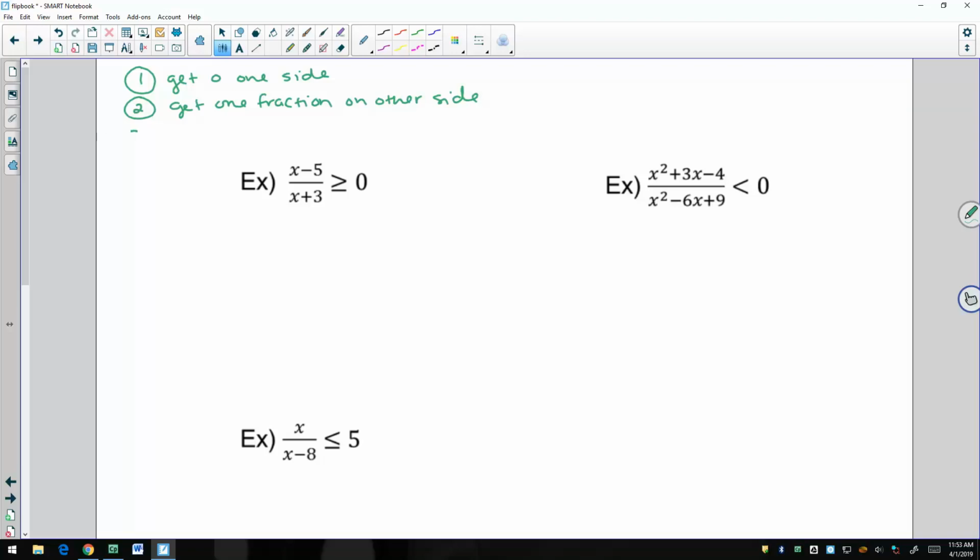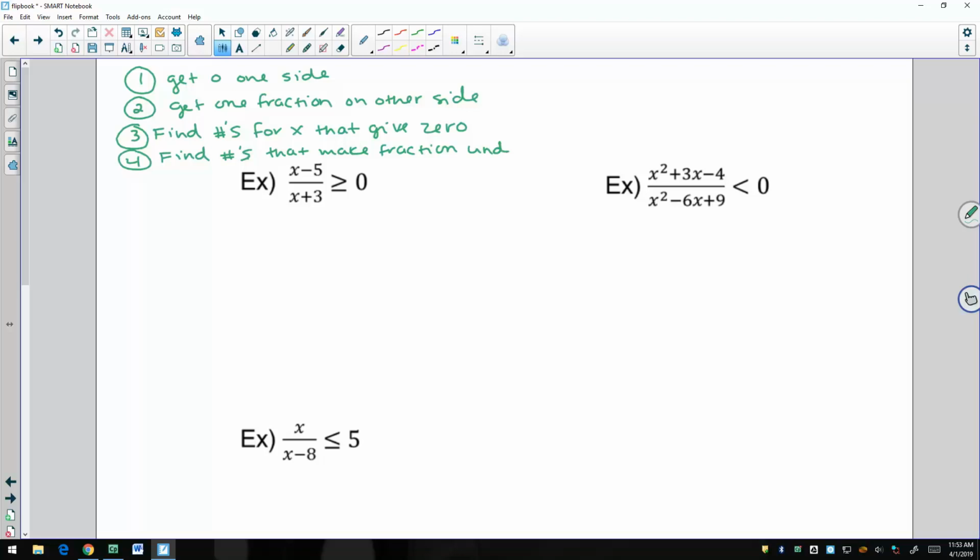Step 3, you're going to find the values of x that give you 0. Find numbers for x that give you 0. Step 4, you're going to find any values that make it undefined. Find numbers that make the fraction undefined.